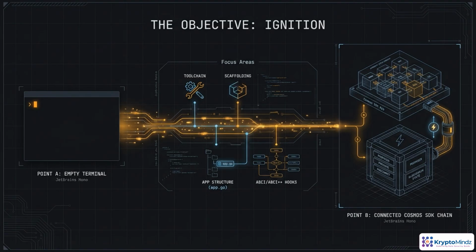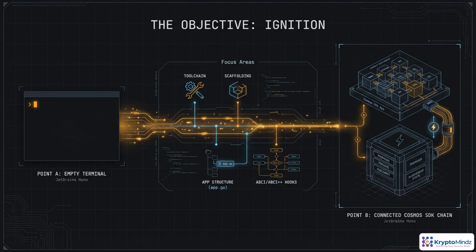In this module, we're going from an empty shell on your machine to a fully wired Cosmos SDK blockchain that actually talks to CometBFT. Think of it as an ignition sequence. First, we'll lock in your toolchain: Go, SDK tooling, and reliable workflows so builds and tests are painless.